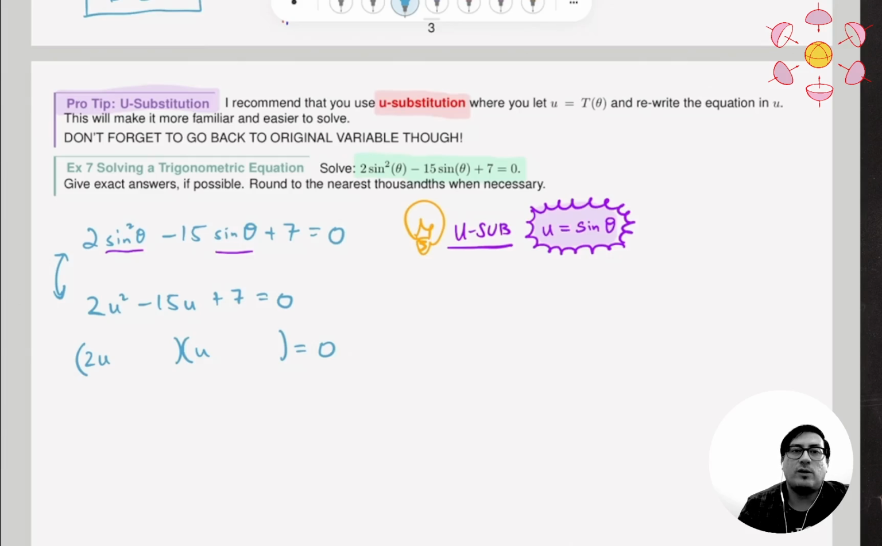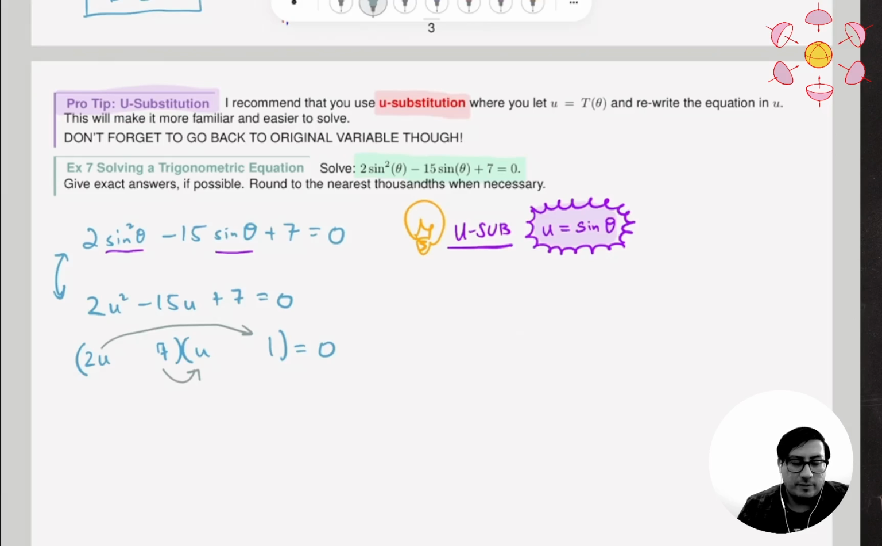And 7 is also prime, which means either I'm going to put the 1 and the 7 here, or I'm going to put the 1 and the 7 in the reverse spot. So let's pretend we put them in this spot first. Would I get minus 15u? So this would give us 2u, and then this would give us 7u. So I could either get 2 plus 7 or 2 minus 7, things like that.